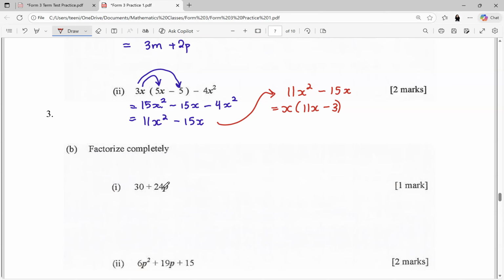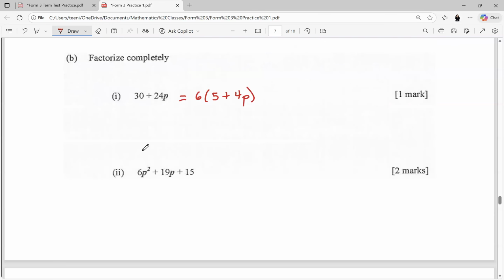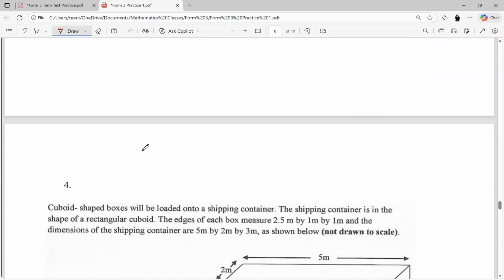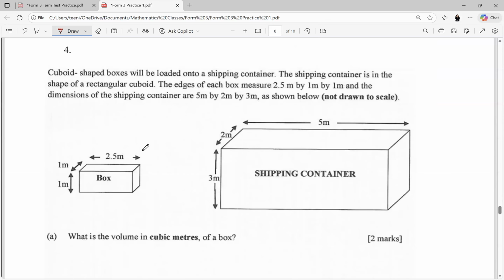But when you are factorizing, you want to use the highest common factor. So what's the biggest number that could go into 30 and 24? That number is 6. 6 could go into 30 5 times, and 6 could go into 24p 4p times. So that answer will be 6 times 5 plus 4p. That is the factorization. We haven't done quadratics as yet. None of you have done quadratics as yet, so we're going to leave that out.